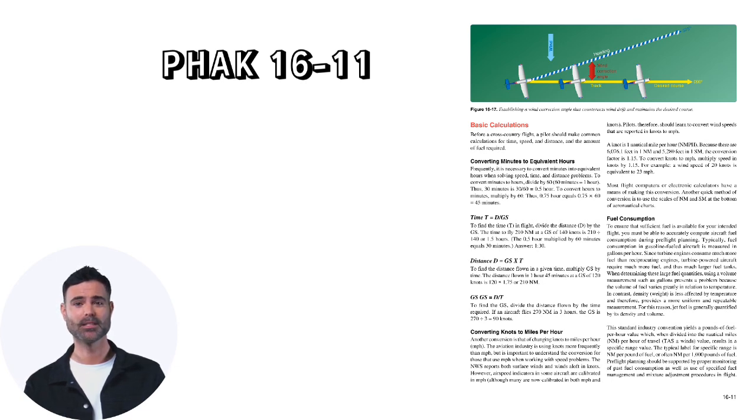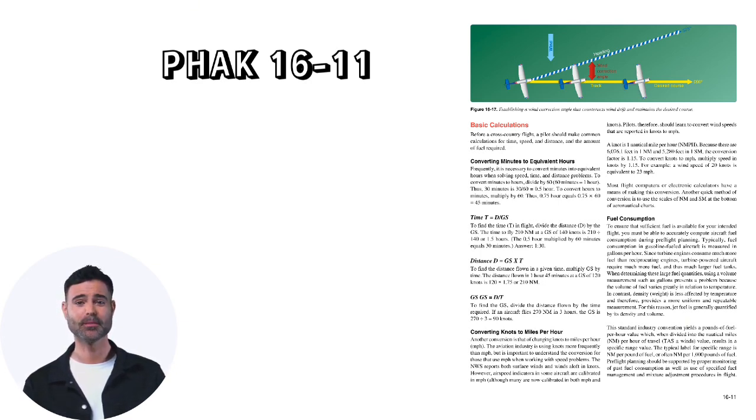Because there are 6,076.1 feet in 1 nm and 5,280 feet in 1 sm, the conversion factor is 1.15. To convert knots to mph, multiply speed in knots by 1.15. For example, a wind speed of 20 knots is equivalent to 23 mph. Most flight computers or electronic calculators have a means of making this conversion. Another quick method of conversion is to use the scales of nm and sm at the bottom of aeronautical charts.